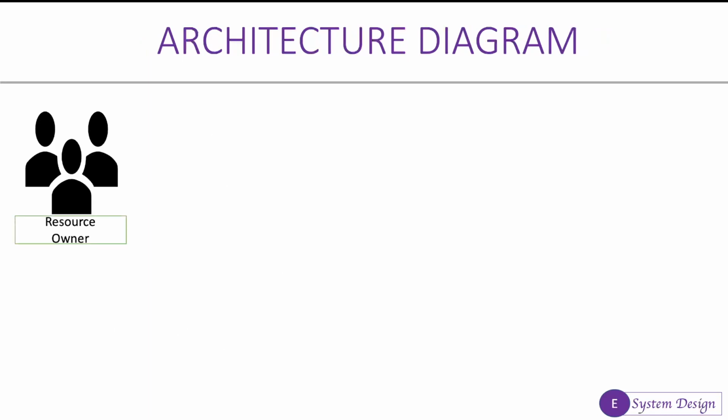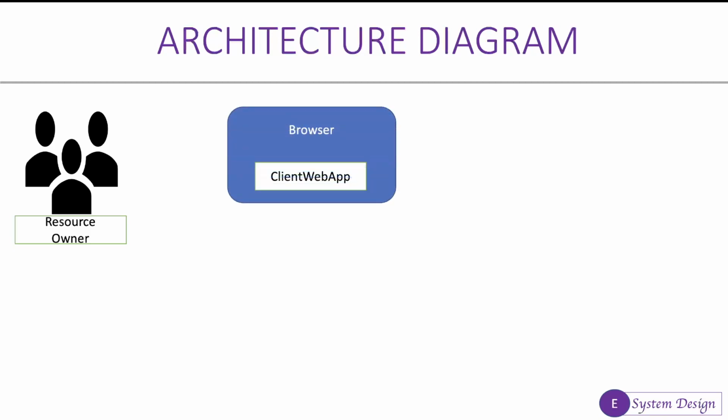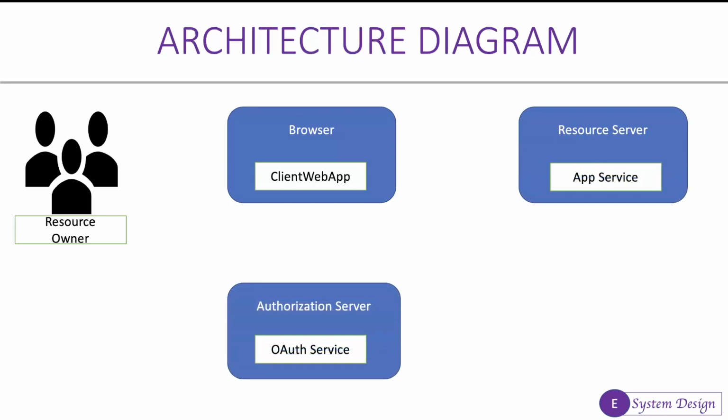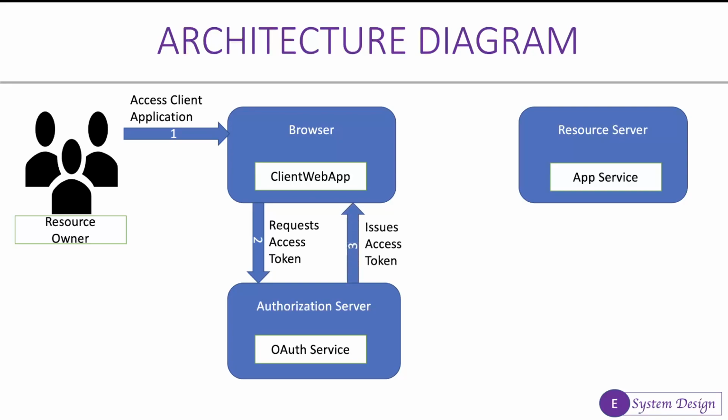First we will look at all the key components present in OAuth. We have the resource owner, and a browser where our client application is running. Then we have a resource server where our application service is running, and an authorization server where our OAuth service is running. First, the resource owner or user goes to the browser or client application to access it. Then the client application goes to the authorization server to request the access token. Then the authorization server issues the access token back to the client application.